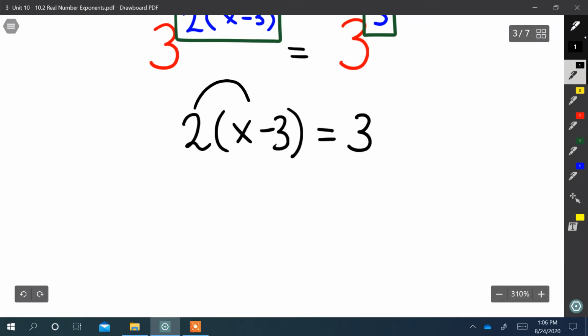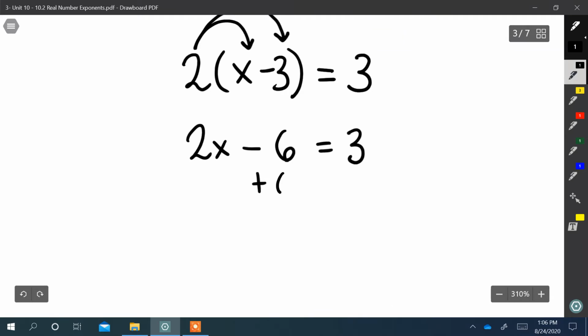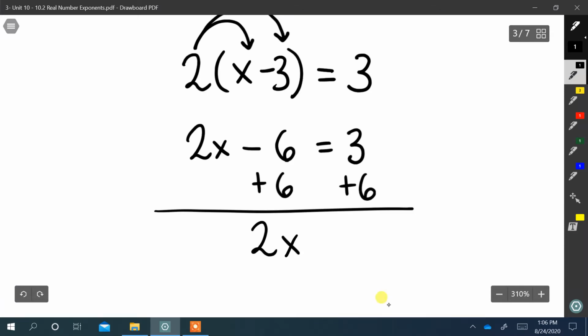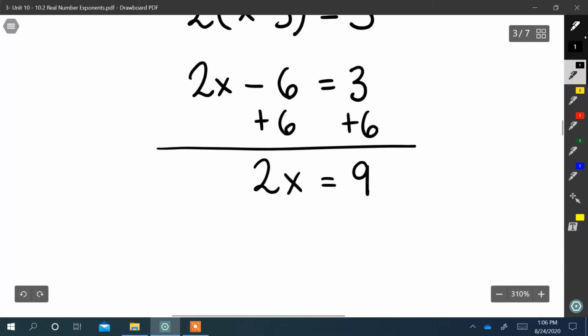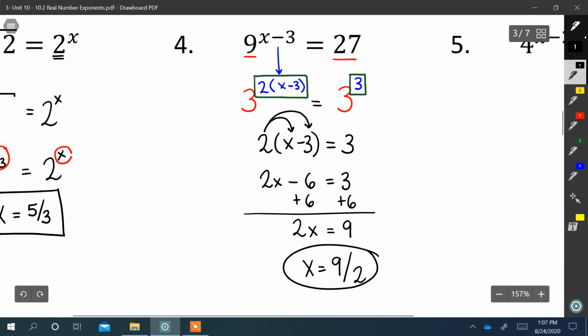Let's go ahead and distribute, and we get 2x. Then let's distribute once again, and we get negative 6, actually, is equal to 3. Let's go ahead and add 6 on both sides, and we get 2x is equal to 9. Finally, we divide by 2 and we get 9 over 2. Go ahead and take a look at that problem right there. Make sure you're writing this down in your notes.